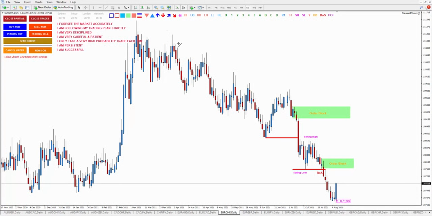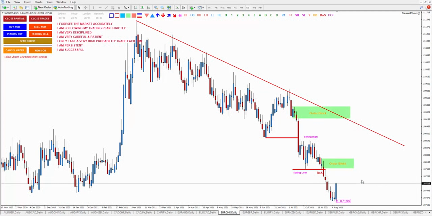Now, if we draw a trend line like this, look, if the market follows our analysis, I think the market can go here. The market can go up to touch this trend line and reach this order block and then go down, but we never know.